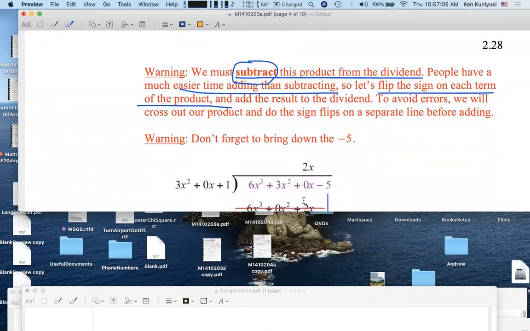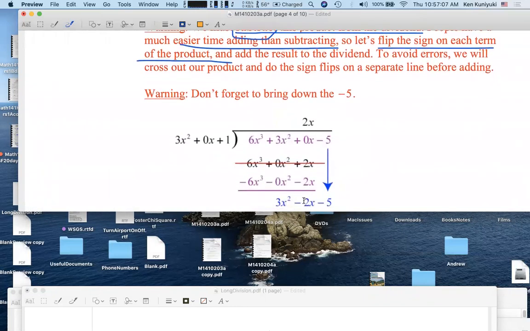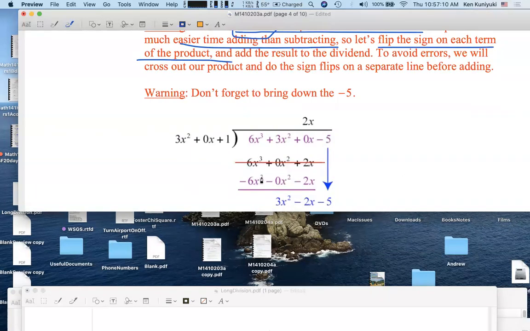All right. So here's what we do. We have a big step here. I encourage you to cross out that product and then write down the opposite. So instead of positive 6x cubed, we have negative 6x cubed. Here, it doesn't really matter, but let's call it minus 0x squared. The positive 2x becomes a negative 2x. I know some students might micromanage and they might do this, minus, minus, minus. I think that looks a little sloppy and confusing. I think it's better if people do this.